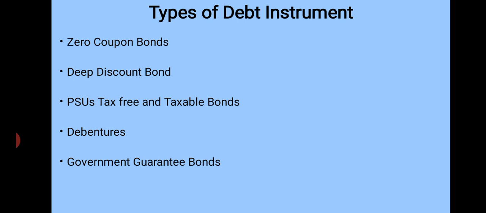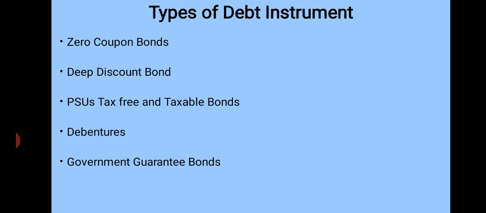The next important one, that is public sector units tax-free taxable bonds. These are tax-free taxable bonds. Tax-free bonds are debt instruments that pay fixed coupons either semi-annually or annually till maturity. An investor gets principal and last coupon. The amount invested in tax-free bonds as well as the interest earned on the investment is exempt from the income tax. That is why it is called a tax-free investment.